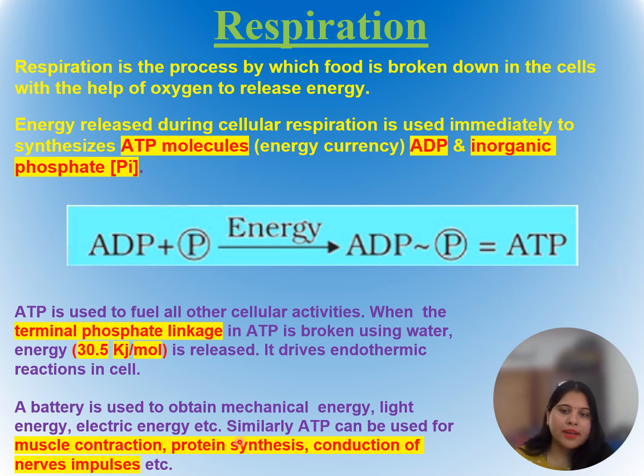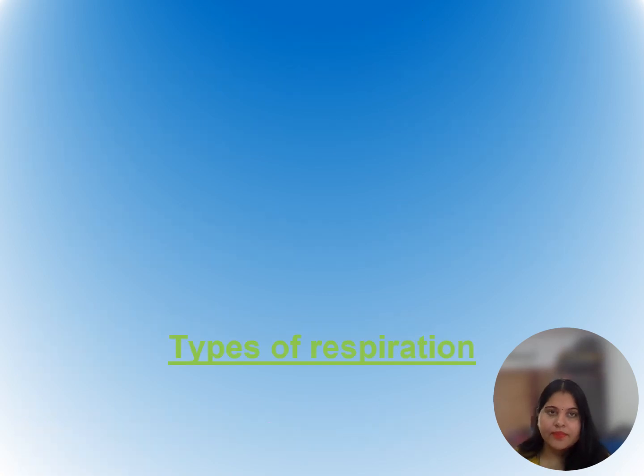In our body we use energy in the form of mechanical energy, light energy, electric energy. For that we use the battery. Similarly, for the other life processes, energy can be used from the ATP molecule. So when our body requires energy, we have to spend the ATP molecule. So for various body activities, ATP molecules are used as the energy currency.